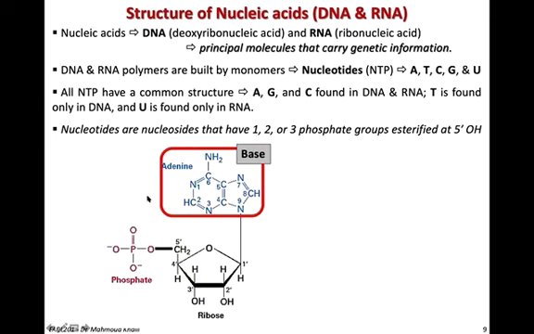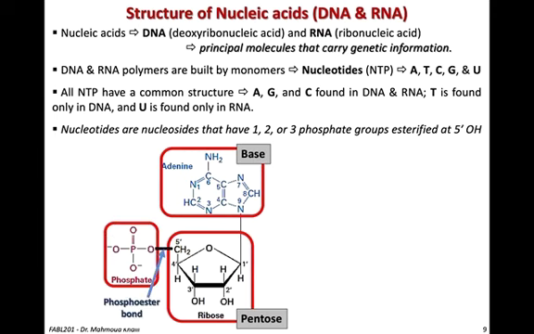It is formed of a base, which is either adenine, guanine, A, G, C, T, or U. This base is bound to a ribose sugar, a pentose sugar. And this pentose sugar is linked to a phosphate group through a phosphoester bond. The structure of all this is the nucleotide of adenine. Adenine with the sugar is called a nucleoside, and the whole structure is called a nucleotide.